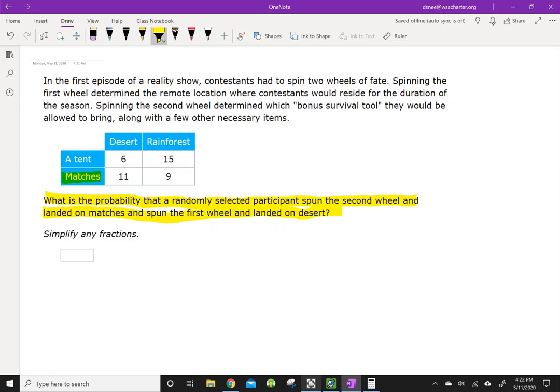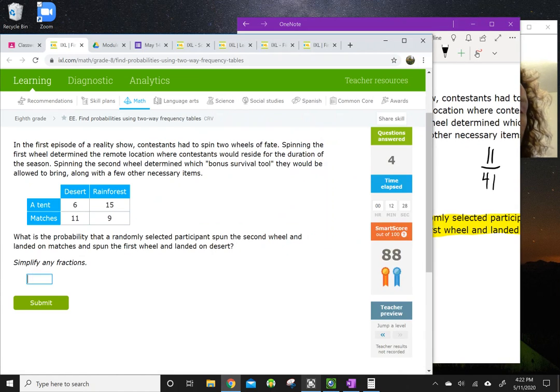and desert. So we want matches and desert, right? So those are the things we're trying to find. So the number of matches. Matches are a row heading, so that goes across, and desert is a column heading, so that goes down. So there are 11 respondents out of a total of, let's see, 9 and 11 is 20, plus 15 is 35, plus 6 more is 41. So we're 11 out of 41. Let's try it.